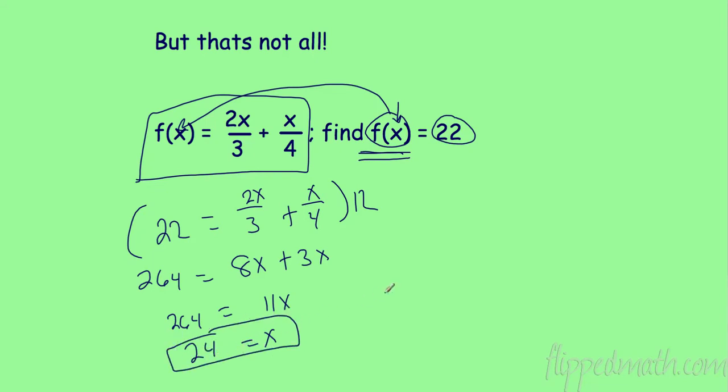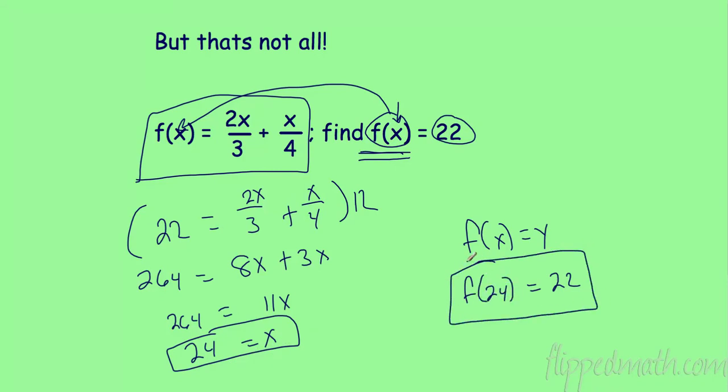Now that says x equals 24, but we know we need to put this in function notation. Remember, f of x equals y, right? Well, we know our f of x is 22, our y is 22, and we know now our x is 24, so f of 24 equals 22. So now you can see, doesn't matter what way we do this, we're going to have to put that in function notation at the end. All our answers are going to look the same.